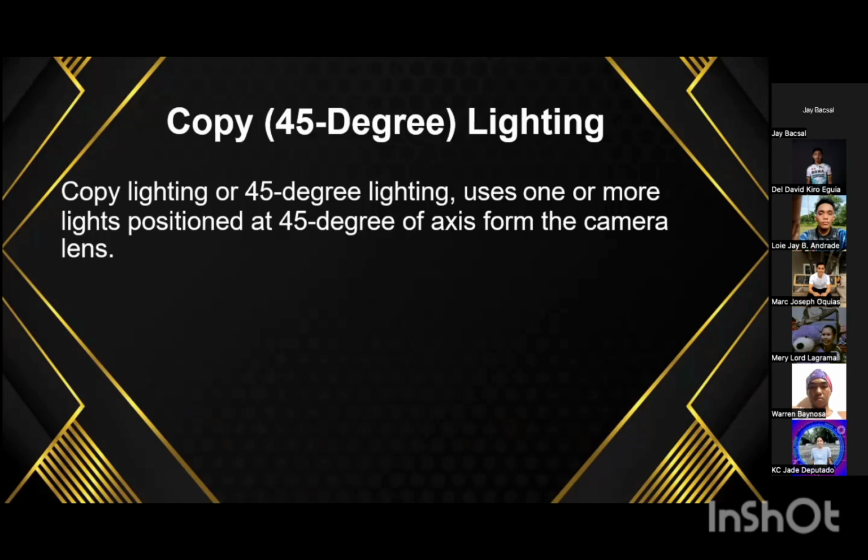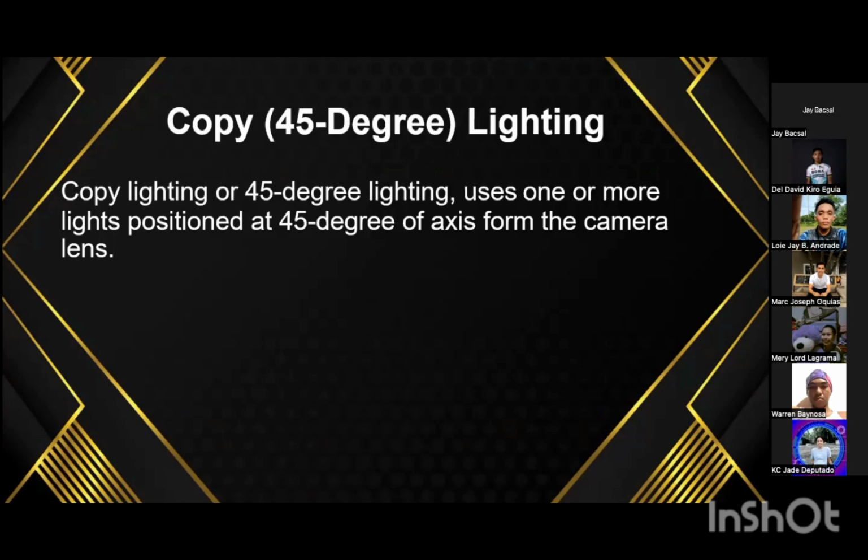So, copy lighting or 45-degree lighting. Copy lighting, or 45-degree lighting, uses one or more lights positioned at 45 degrees off axis from the camera lens. Copy lighting, also known as 45-degree lighting, is a lighting technique commonly used in product photography and other types of commercial photography, and it involves placing the subject at a 45-degree angle to the light source, which is positioned at the same angle on the opposite side of the subject.